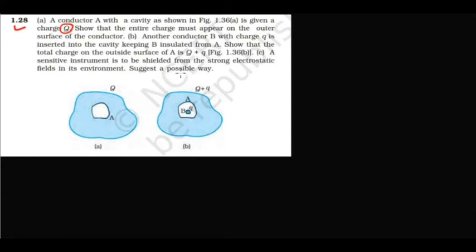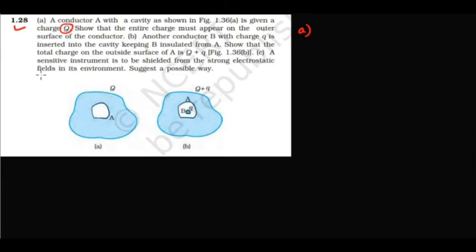So let us first solve the first question, the bit A. It is given that we have a conductor A and it has a cavity here. So if we supply a charge capital Q, we have to prove that the total charge will lie on the outer surface of the conductor.